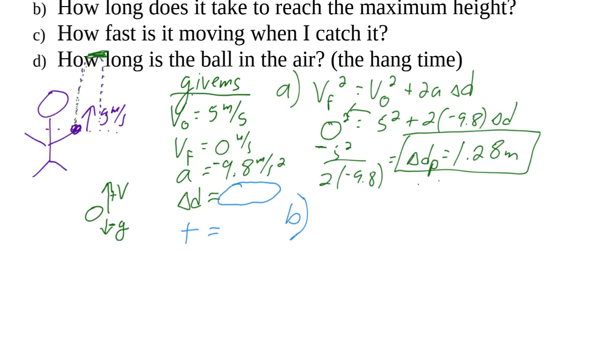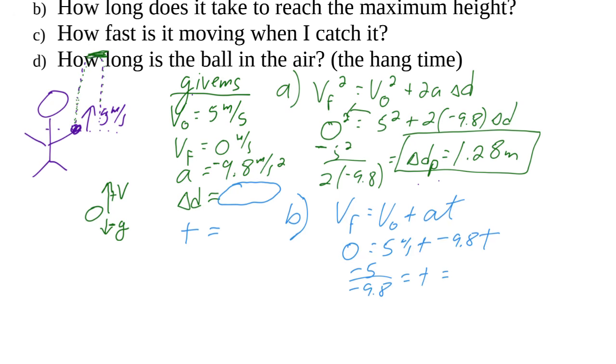So let's use this equation in this case. We use VF equals VO plus AT. So again, my V final is 0, my V initial is 5, and then we'll go negative 9.8, and we'll solve for T. All right, so that gives us negative 5 divided by negative 9.8 equals T. When I solve for that, I get 0.51 seconds.